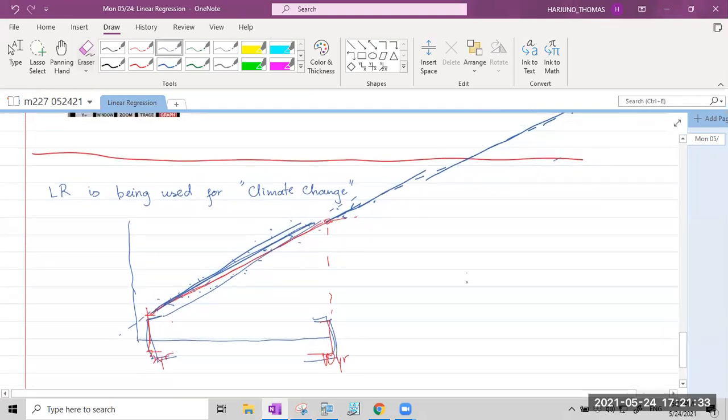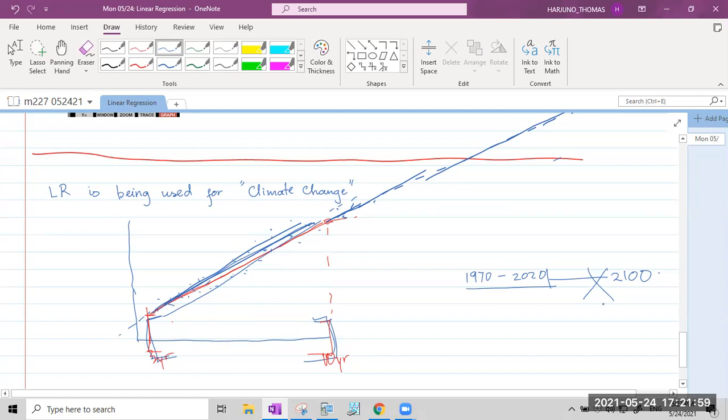Let's say the data you have is only from 1970 to 2020. So that's 50 years, right? And then you try to say what will happen in 2100. No, that's way too far. That's not valid. You may use another model, but definitely not linear regression. That's my warning.